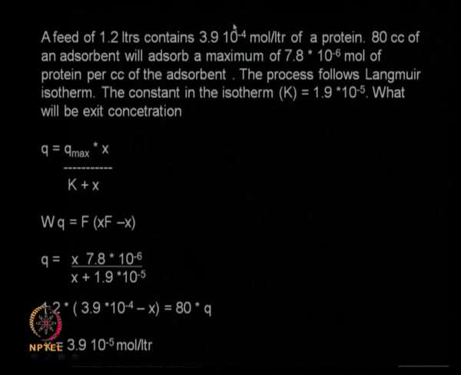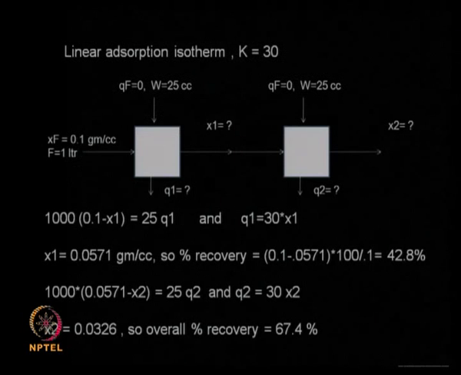So you are starting with about 4 × 10^-4 moles per liter of the protein which is adsorbed using an adsorbent, and the solution will finally contain 3.9 × 10^-5 moles per liter of the solute. Now let us slightly complicate the adsorption process.